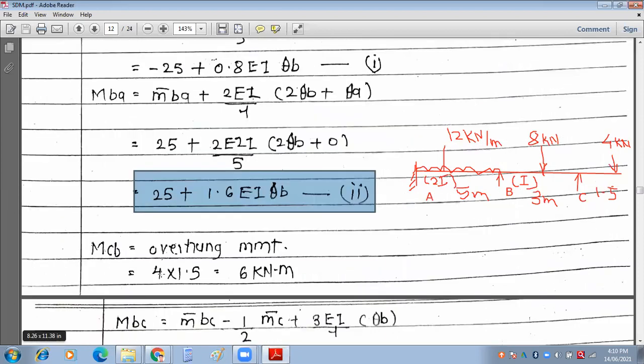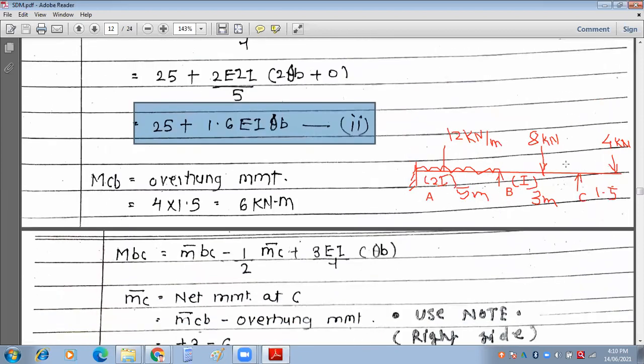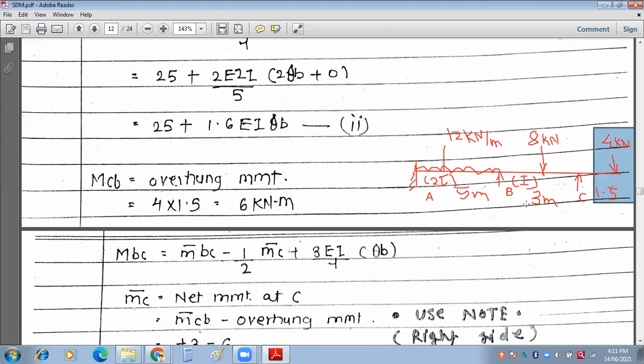Now let us proceed for the CB. For the span CB, there will be only this overhang moment, and as we know, the overhang moment is nothing but point load into perpendicular distance, and the point load is 4 kilonewton. Therefore 4 into 1.5 is equal to 6 kilonewton meter.